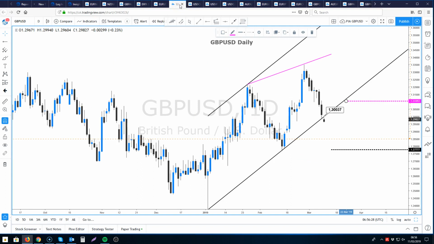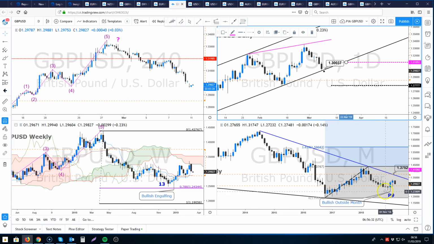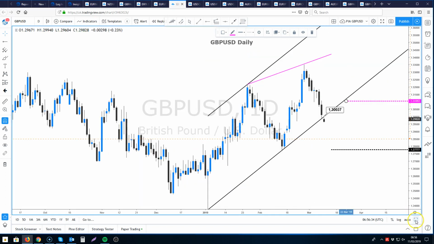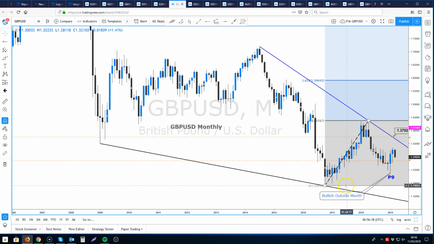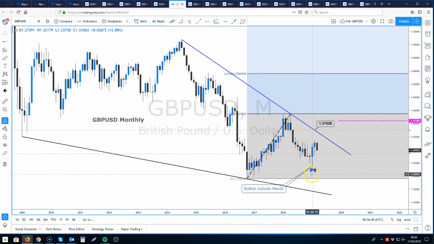Sterling dollar, the medium term focus is still bullish. So we've had this bullish outside month. Sorry, let's get onto this chart. We've had a P9, what they call a perfected 9 DeMark, which normally indicates that you see at least a correction to the upside.